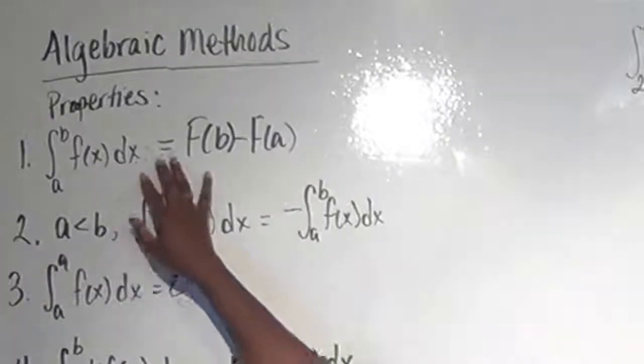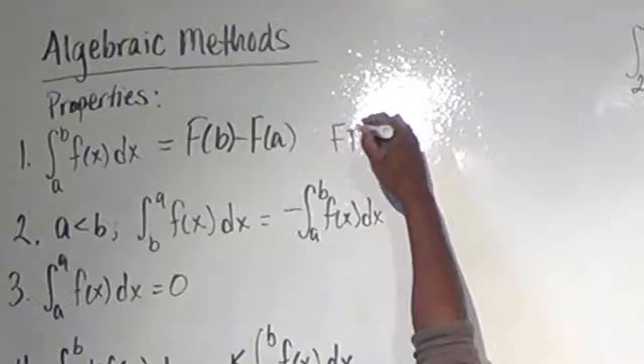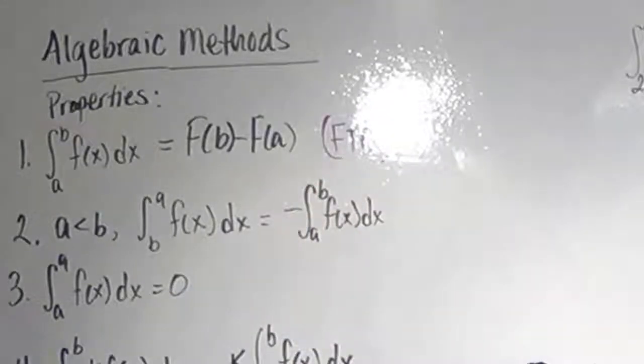The first being our fundamental theorem of calculus. So I'm just going to put FTC here. That's our fundamental theorem of calculus. It says to find the value for a definite integral, I'm going to find the antiderivative and evaluate it at the upper limit minus the lower limit.